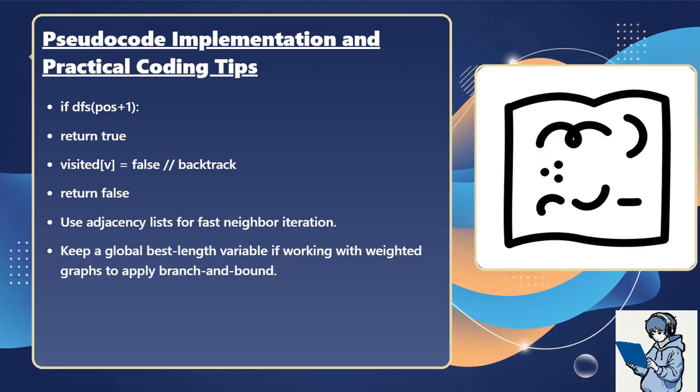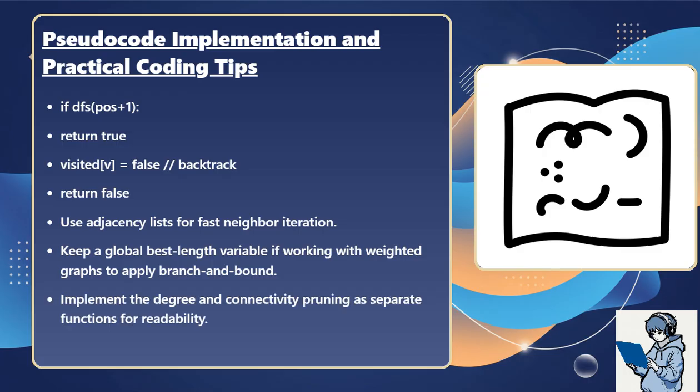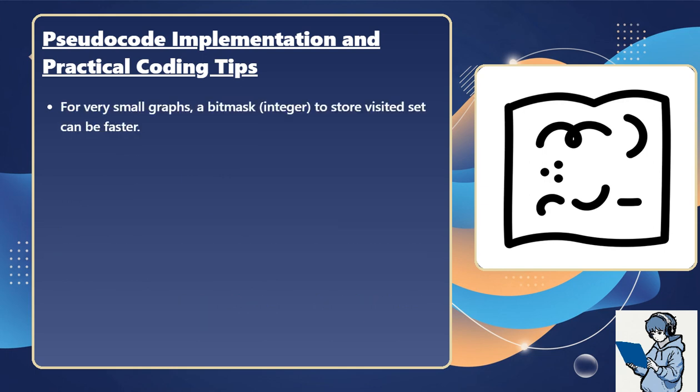Use adjacency lists for fast neighbor iteration. Keep a global best length variable if working with weighted graphs to apply branch and bound. Implement the degree and connectivity pruning as separate functions for readability. For very small graphs, a bitmask integer to store the visited set can be faster. Order neighbors by smallest degree first to improve pruning efficiency.